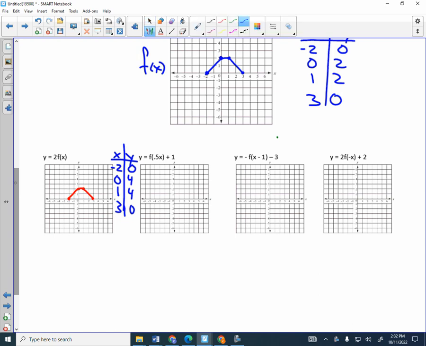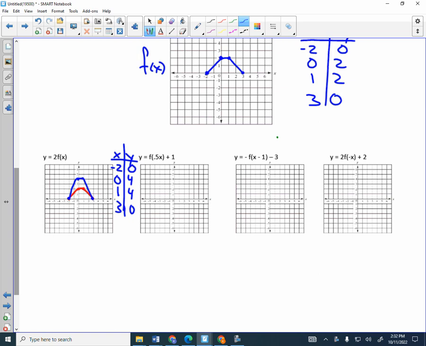Okay, so now I'm going to do the new one. Back 2 up 0. So that's the same spot. Then 0, 4. Then 1, 4. And then 3, 0. Does it look like the same shape, just stretched twice as much as it used to be? Good, so we know we did it correct. Let's look at the next one, okay?